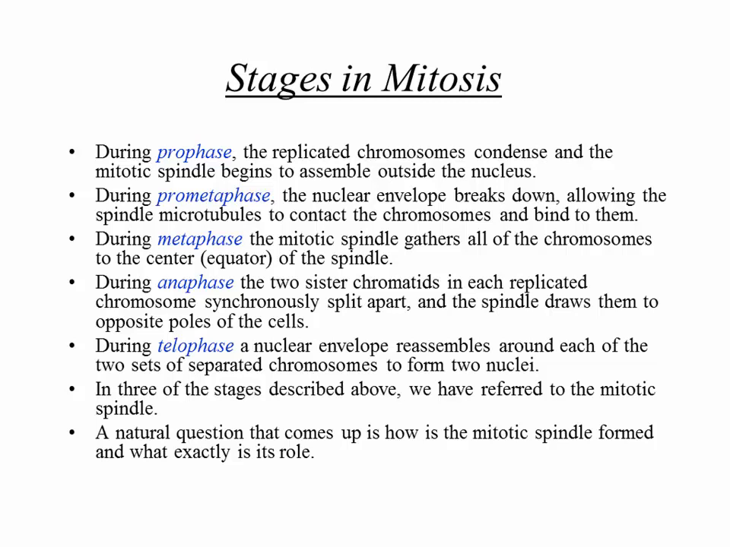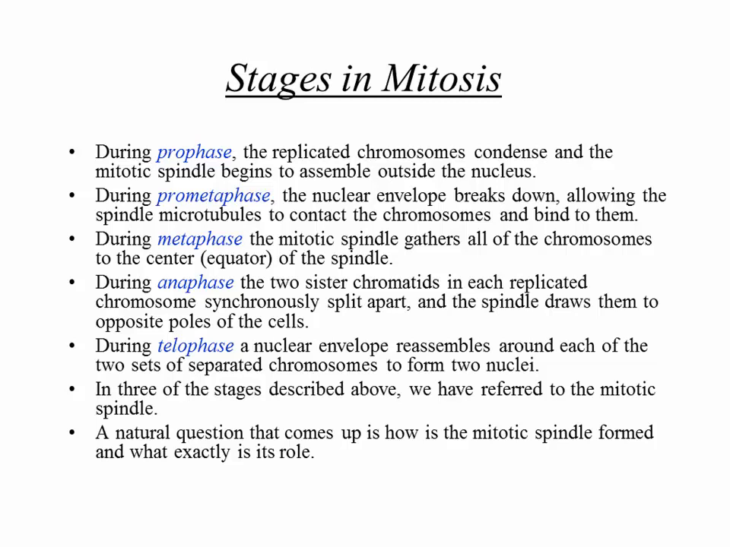During prophase, the replicated chromosomes condense, because before they are separated, they need to condense, as it's much easier to separate them in the condensed state. The mitotic spindle begins to assemble outside the nucleus. I have to explain to you what the mitotic spindle is. During prometaphase, the next stage in mitosis, the nuclear envelope breaks down, allowing the spindle microtubules to contact the chromosomes and bind to them. I will explain what those spindle microtubules are in a few minutes.